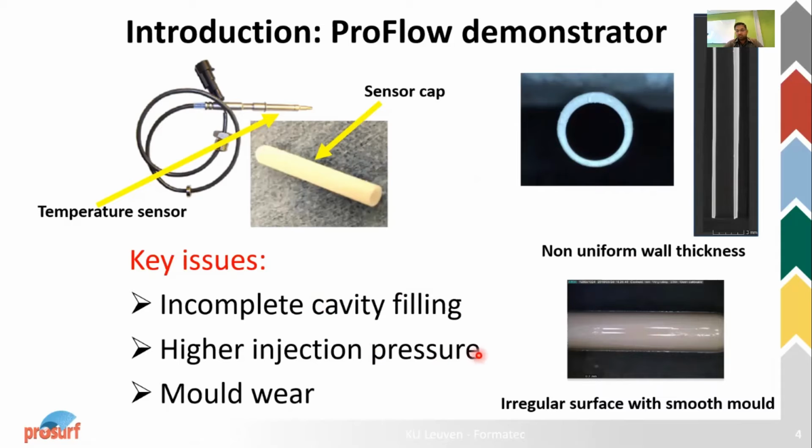The second issue was the energy consumption, due to the higher injection pressure. And the third one was mold wear. It's not plastic injection molding, it also has zirconia particles, so it's a ceramic injection molding case. With the normal steel molds, we were experiencing higher mold wear.